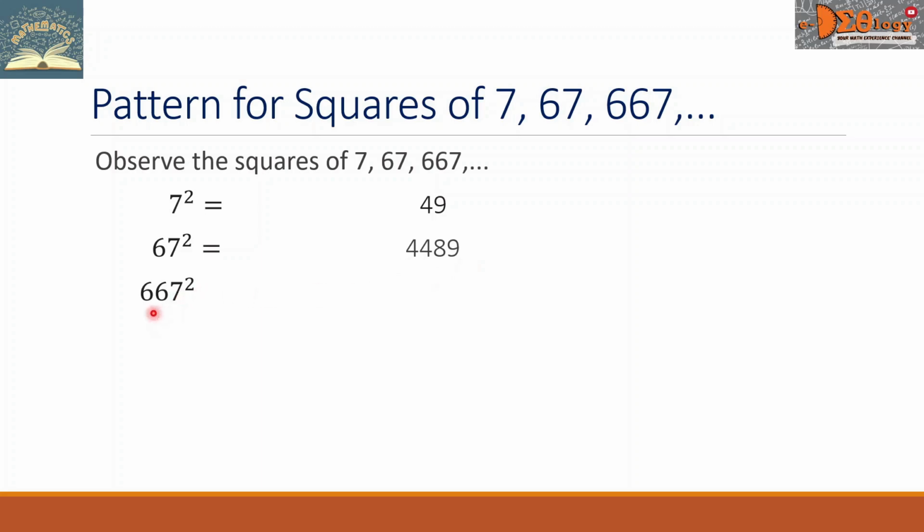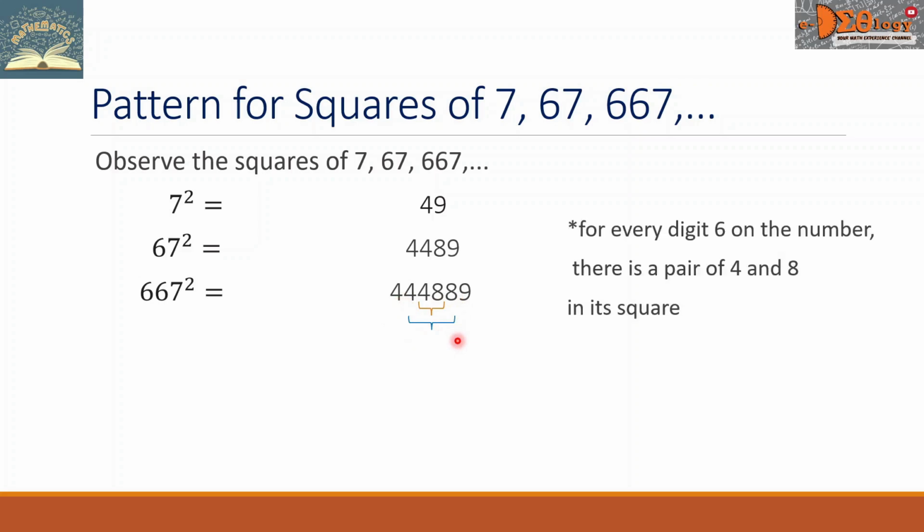Next is 667 square. And this is the answer. Note again that the number starts with 4 and ends with 9. In between, there are pairs of 4 and 8. This is the first pair, 4, 8. And this is another pair, 4, 4 and 8.